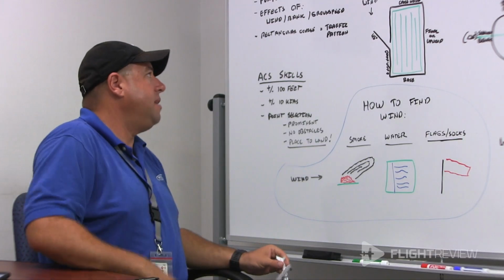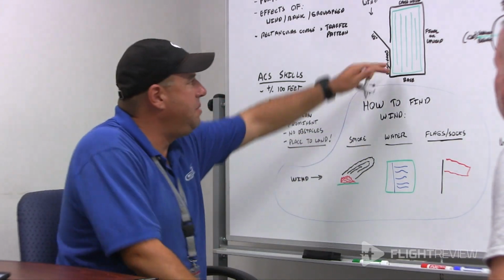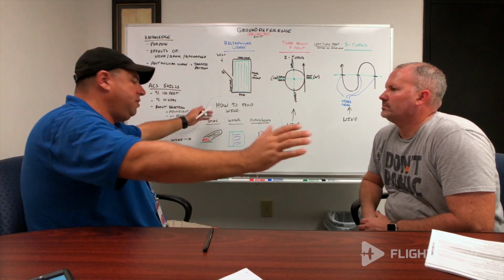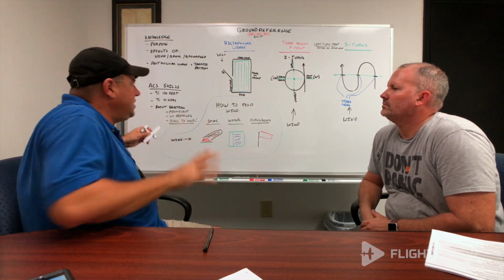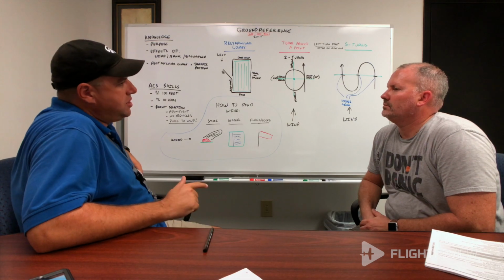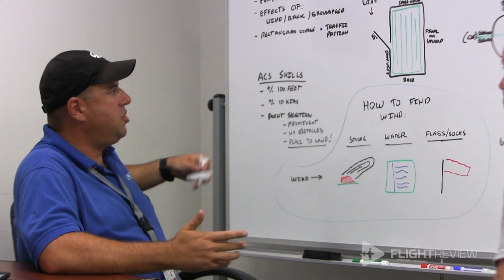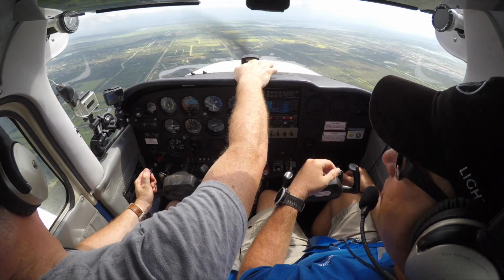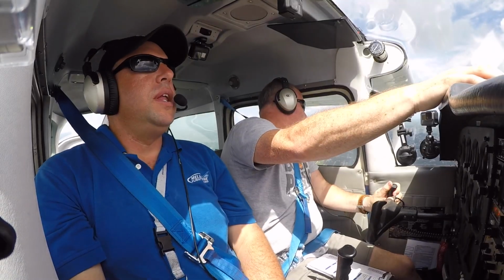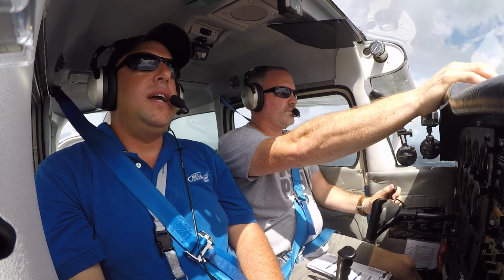So in this example of the rectangular course, we're going to find a nice big field. We can find the biggest field you want. It doesn't matter. It doesn't have to be the same size as a traffic pattern. It just needs to have four sides. The long sides need to be parallel to the wind flow so that we can demonstrate downwind and upwind legs. Cool, so let's do the rectangular course first.